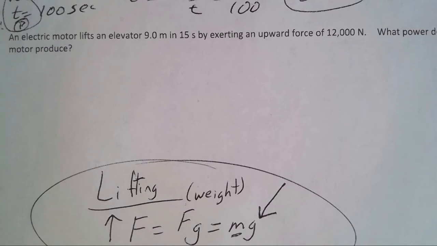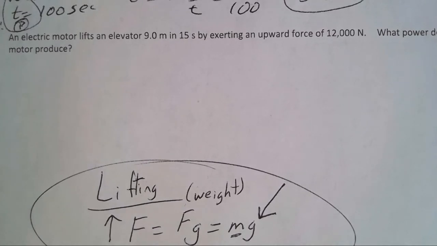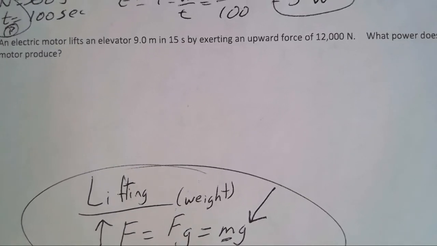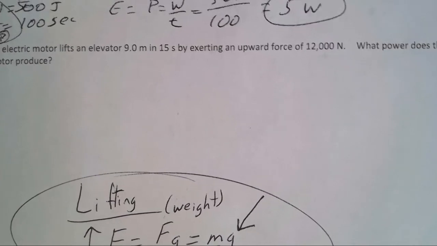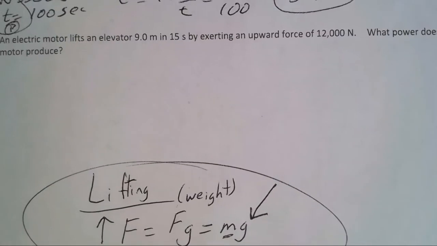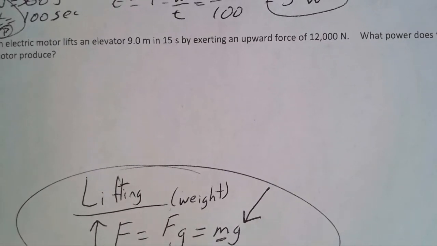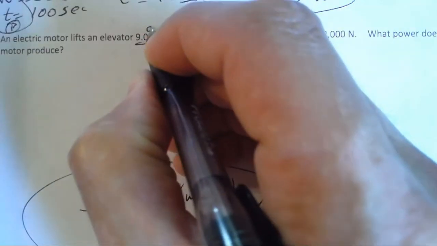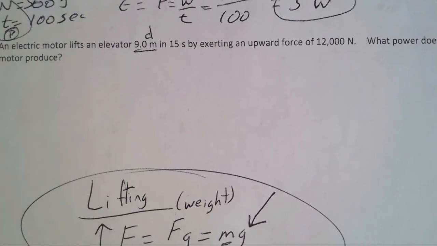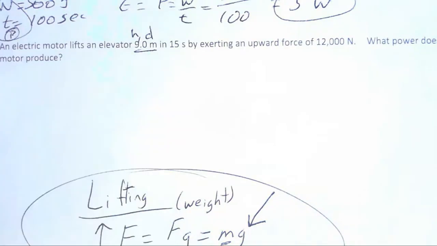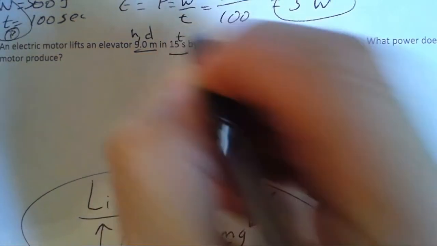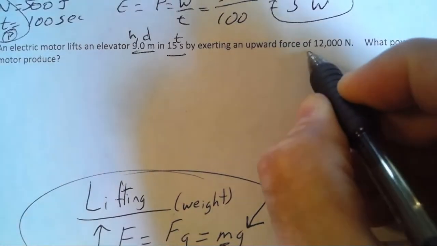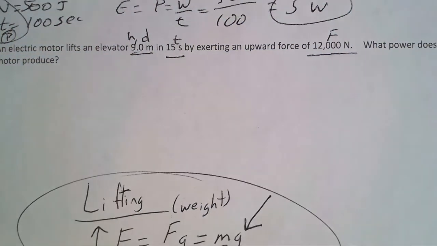We have an electric motor that lifts an elevator 9 meters in 15 seconds by exerting an upward force of 12,000 newtons. What power does the motor produce? So let's just look at this question and diagram it. It gives us a distance or a height. Depends on what you're using there. It could be a distance, could be a height. I'm going to keep it distance for right now. Maybe we could put both. 15 seconds is time. And then it gives us an upward force of 12,000 newtons.